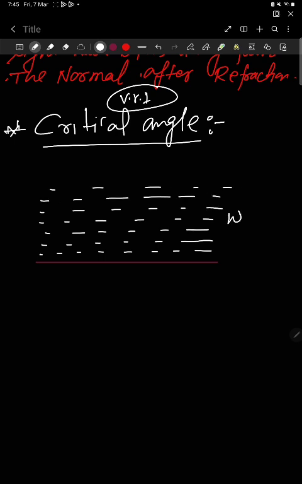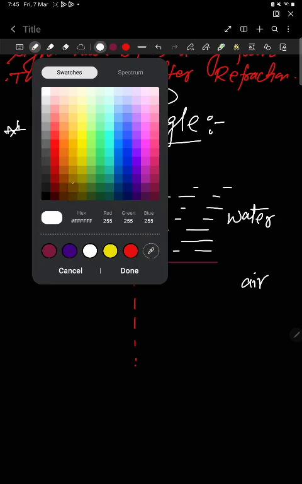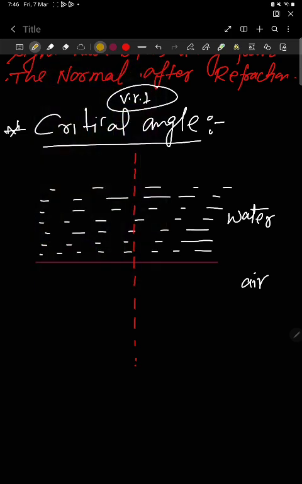Suppose here on one side there is water and this side there is air. So the air and water interface is there. Draw one normal. Now let's take one light ray which is coming and falling on this air-water interface.